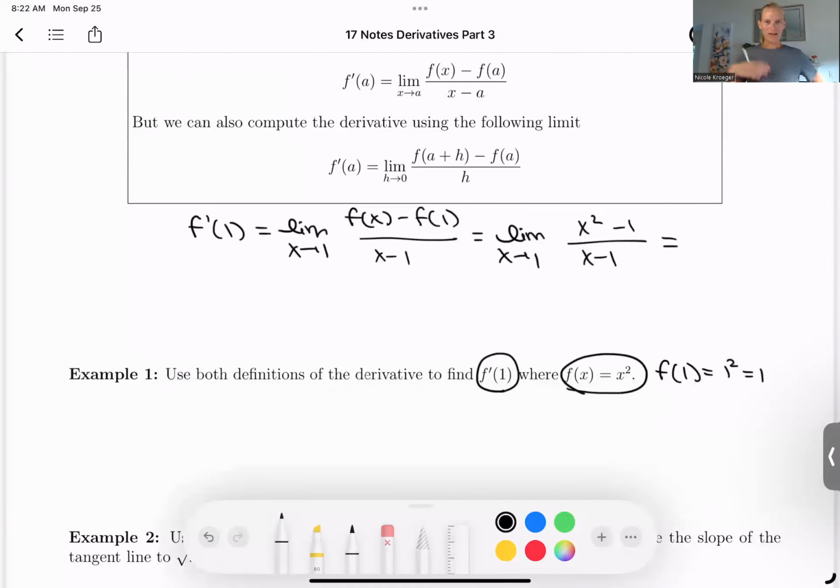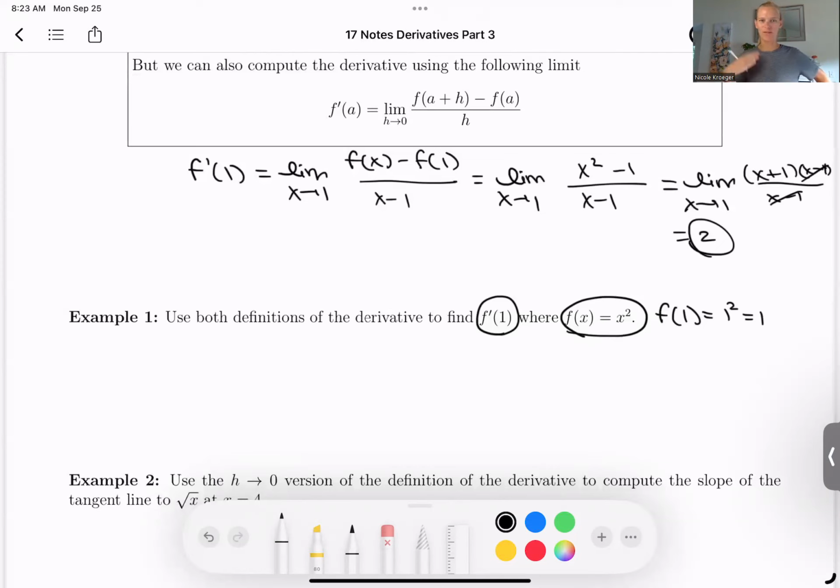Now, if we plug 1 in, we get 0 over 0, so we have to simplify that. We can factor the numerator as x minus 1 times x plus 1. And we have an x minus 1 in the denominator, so the x minus 1's cancel out. Then when I plug 1 in, I get 1 plus 1, which is 2. Okay, so now let's use that. That should have just been review. Let's use the other definition, our new one.